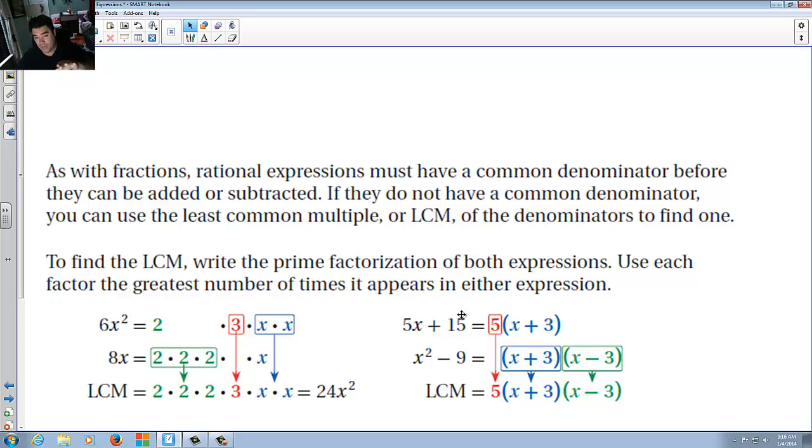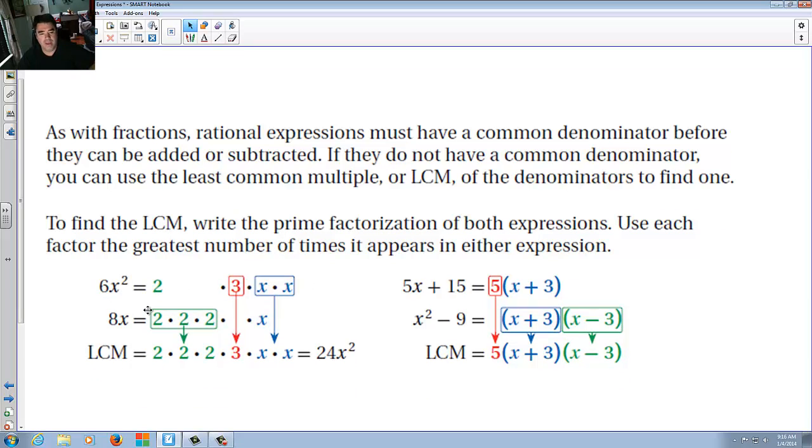Now, this seems like a lot of work, but I like how the book does it, actually, and I'm not often to compliment the book, but this time I'm going to say they did a good job, because they took 6x squared and they listed each part. They said 2, 3, and 2 x's. 8x, they have 2, 2, 2, and an x.